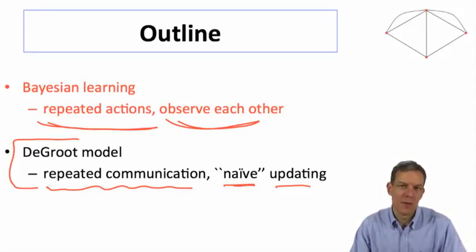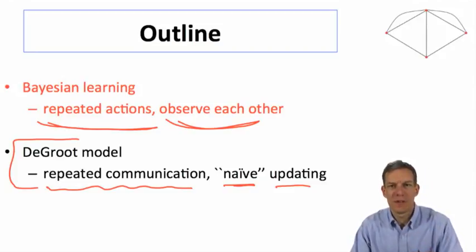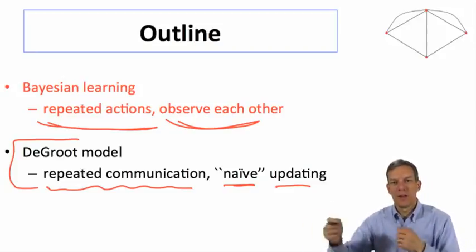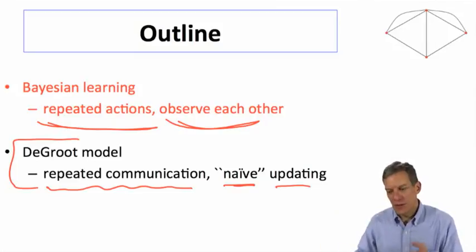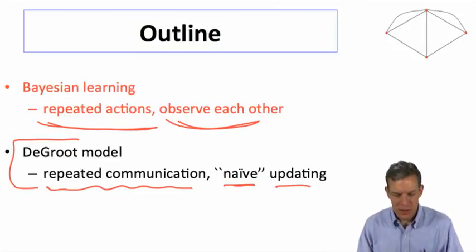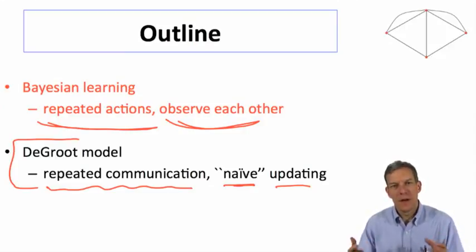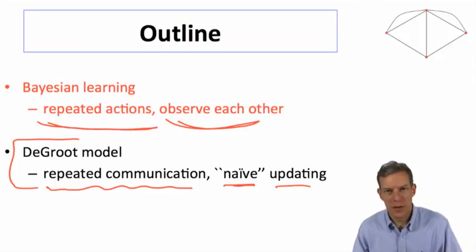With Bayesian learning, these people are probabilistically sophisticated. You take into account information, you update a posterior using Bayes' rule, and maximize some payoff based on that. The de Groot model is going to be much more naive, and actually easier to work with in many ways.